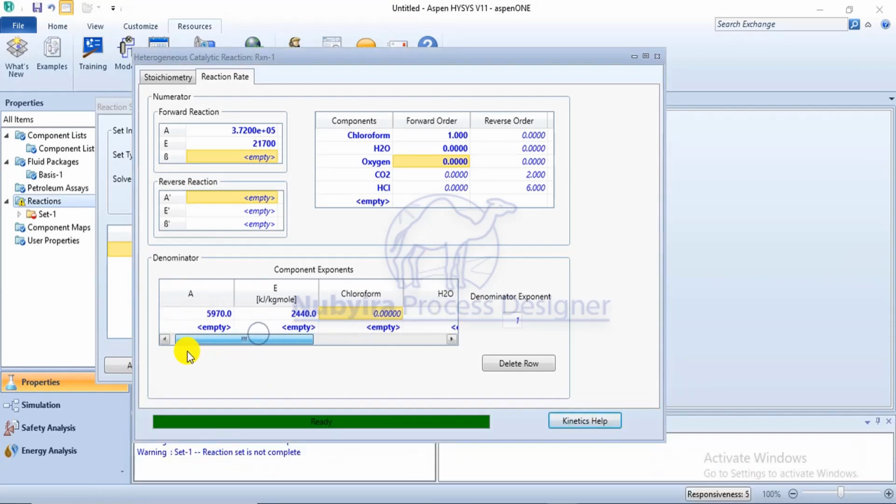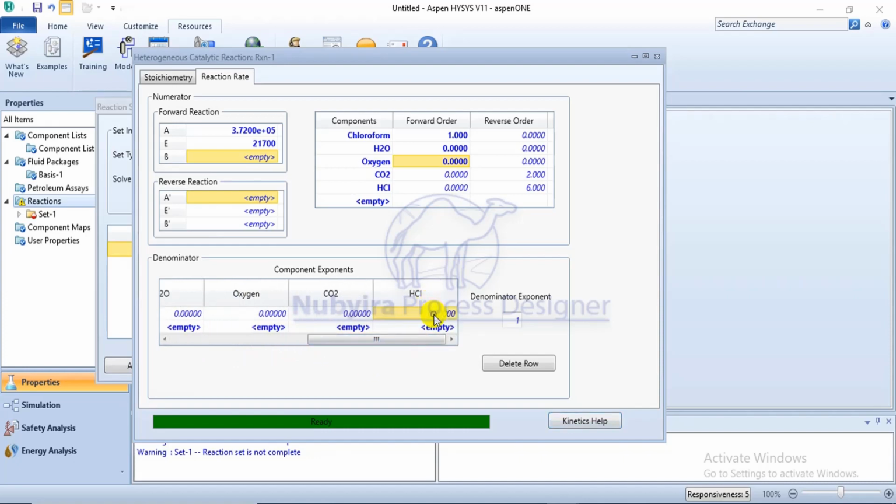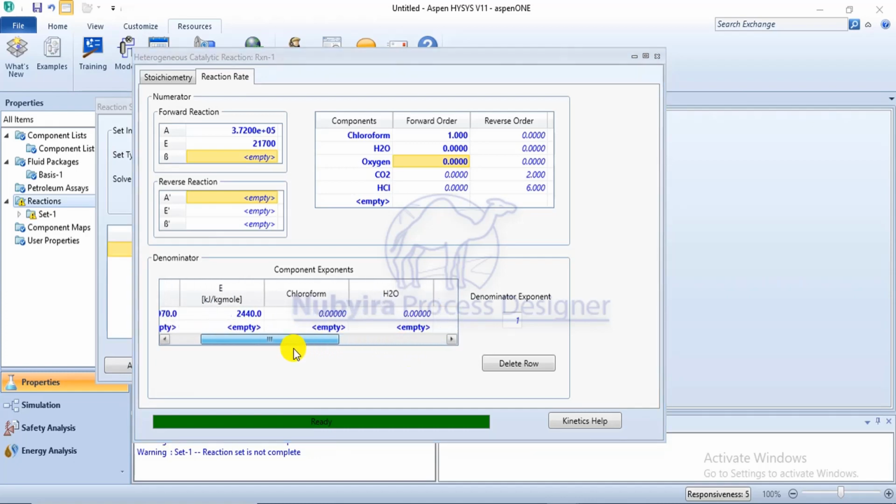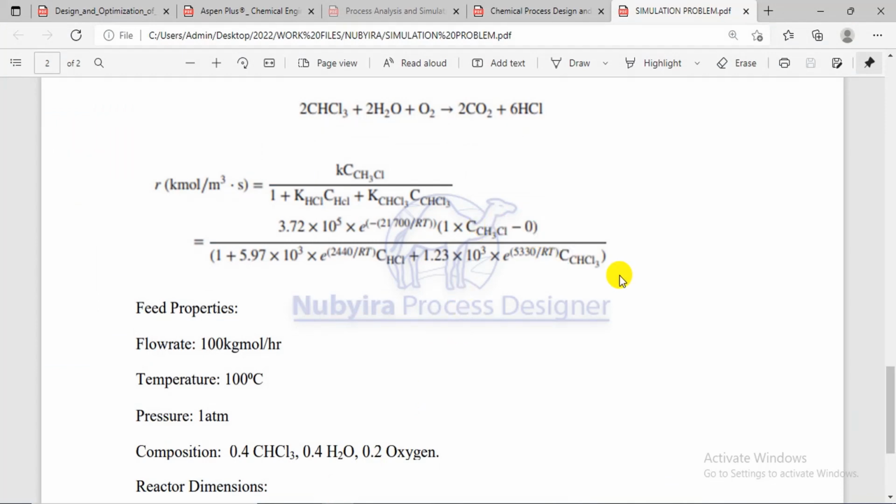Now you look for HCl. Okay, see HCl here. You specify it as 1, and then the rest will be 0. They will be 0 because they are not part of that particular term, right? Now for the second one, you have CHCl3, and the power of that particular concentration is also 1, right? So let's specify the kinetic parameters.